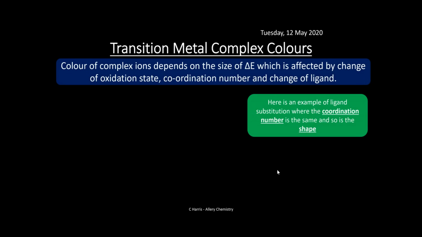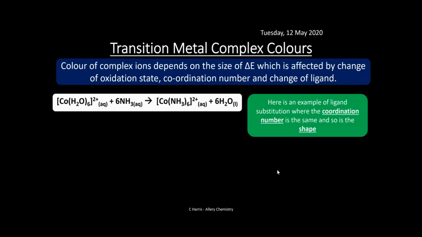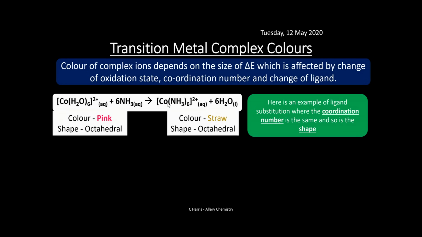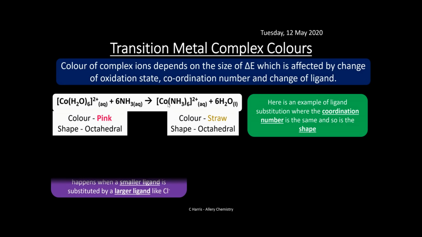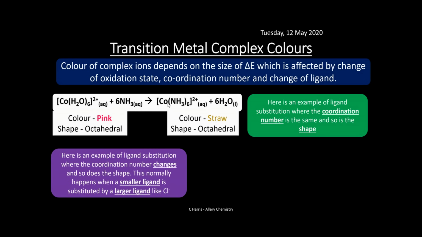So here's an example of a ligand substitution where the coordination number is the same and so is the shape. You can see here that we've got a hexaaqua complex. The shape is remaining the same, but we're going from pink to a straw colour. The coordination number is staying the same, and the shape is remaining the same, but we're changing the ligand. So the ligand does have an impact on colour. And here's an example of ligand substitution where the coordination number changes and so does the shape.